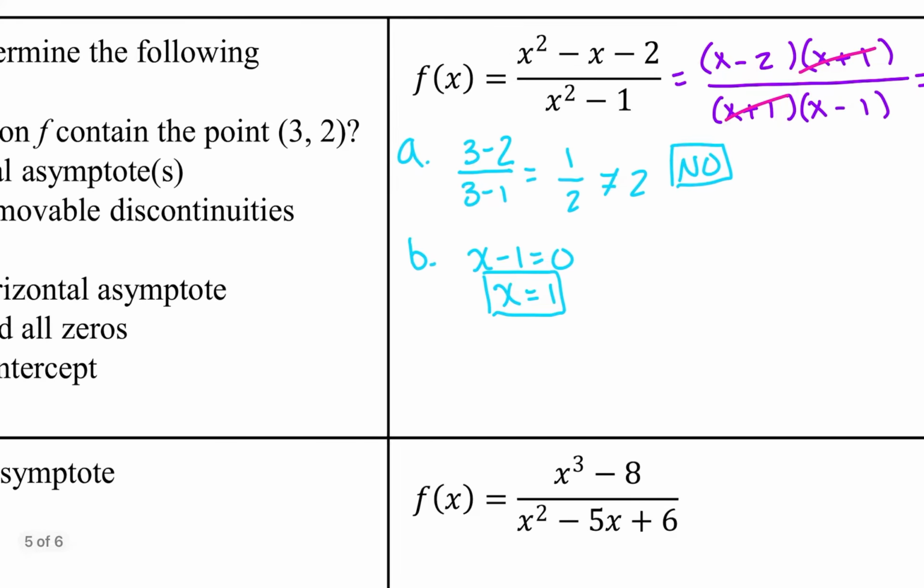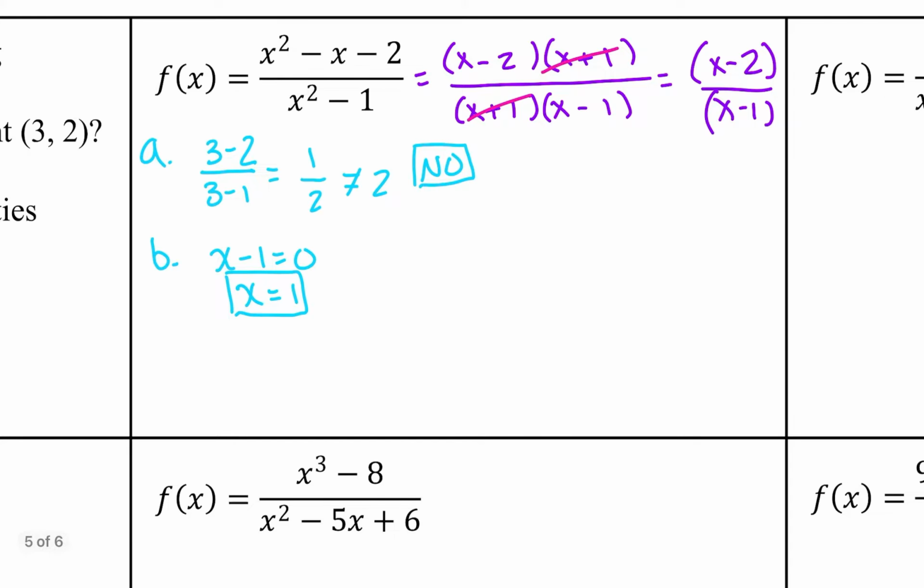Identifying the holes or the removable discontinuities, which is what they'll probably say on your test, removable discontinuities. That's done by looking at what we canceled. So in this case, I can see that I canceled those x plus 1s. That tells me that the x value of our hole is -1, what this would equal if we set it equal to 0. So x plus 1 equals 0 would give us -1. But I also need to take that and plug it in to the final solution to figure out what we're going to get for the y value.